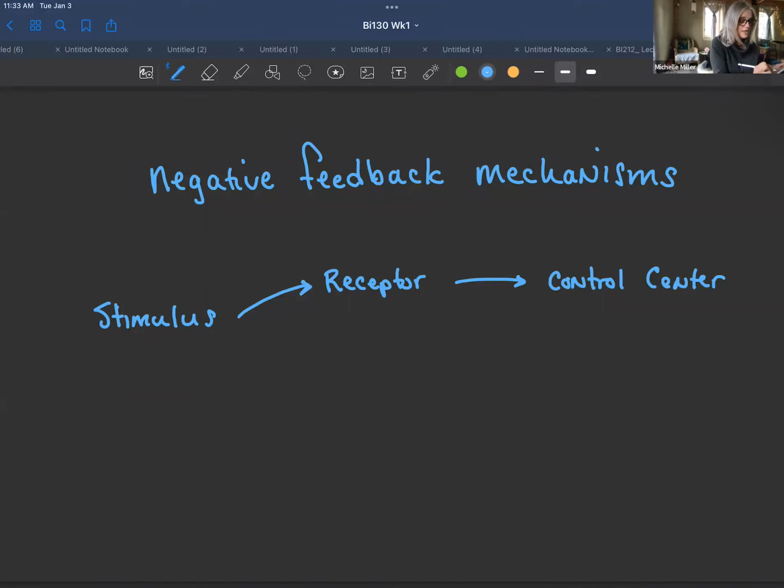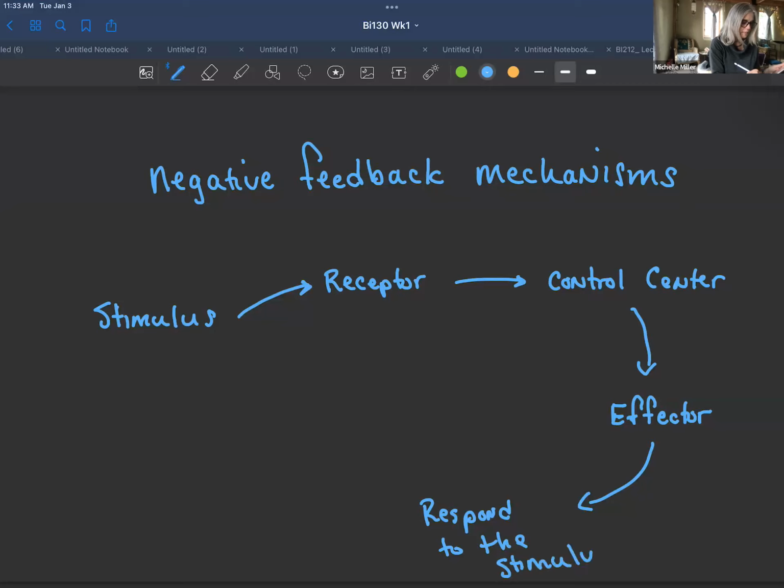So this control center then sends a message out to what is called an effector. So we have the receptor and we have the effector. The effector is what is going to cause a response to the stimulus. So we respond to the stimulus. And then that stimulus decreases. So we have a decrease in the stimulus, and hence that is why it is called a negative feedback mechanism.